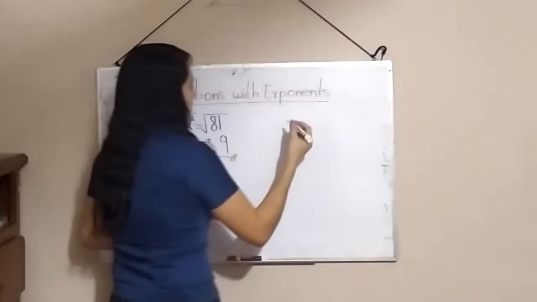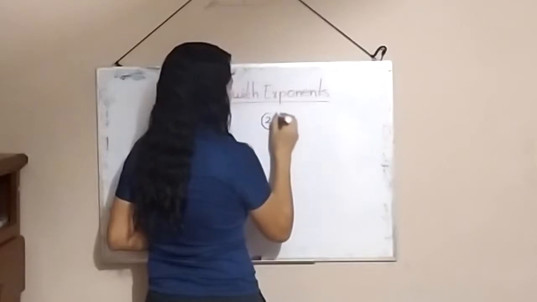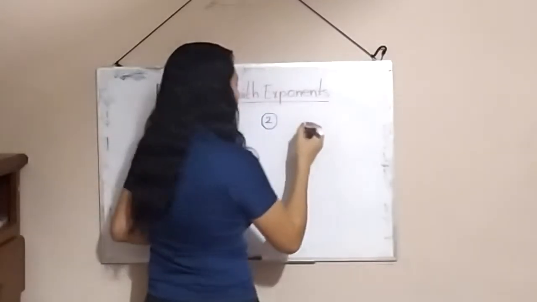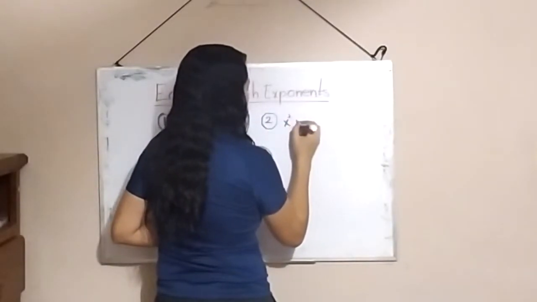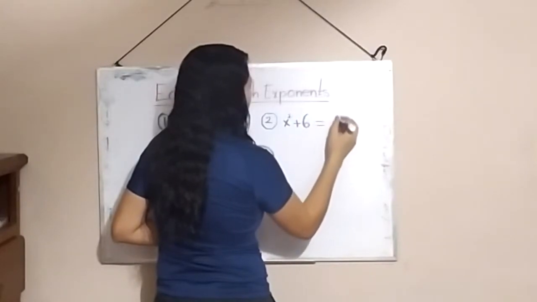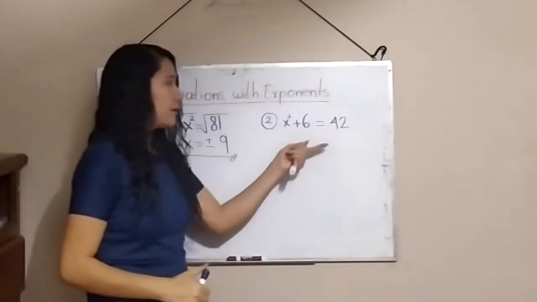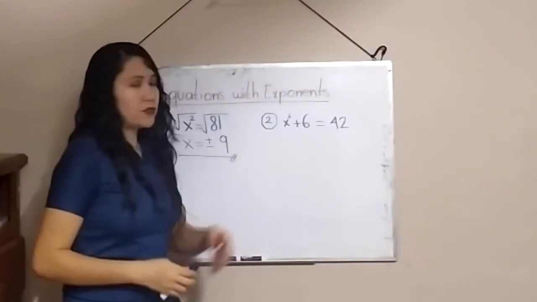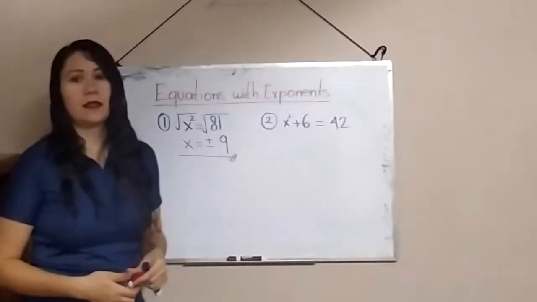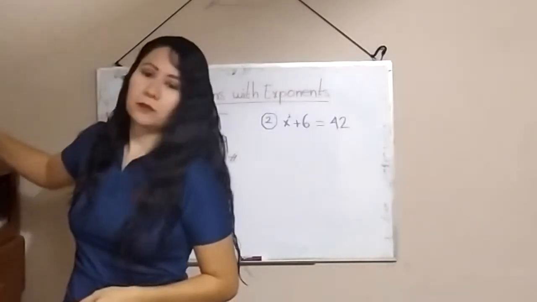Our second exercise is x squared plus 6 equals 42. Now we have another element in this equation. We have the plus 6. What are we going to do?